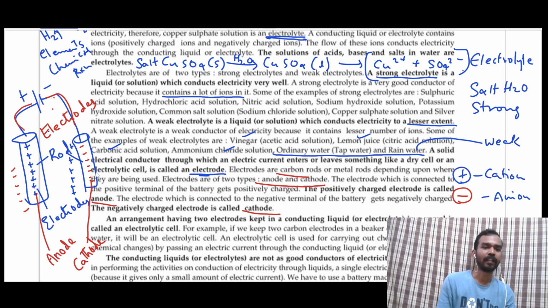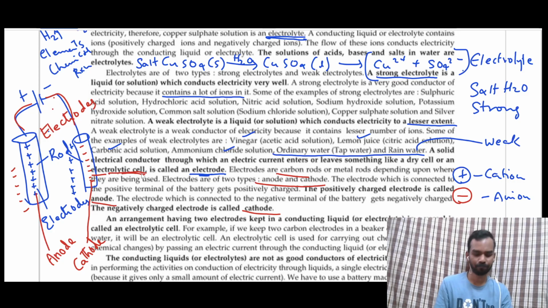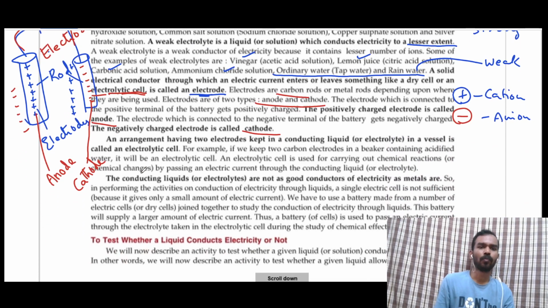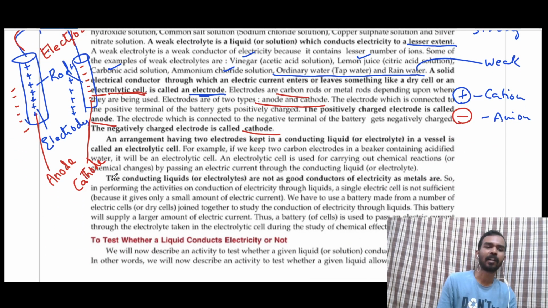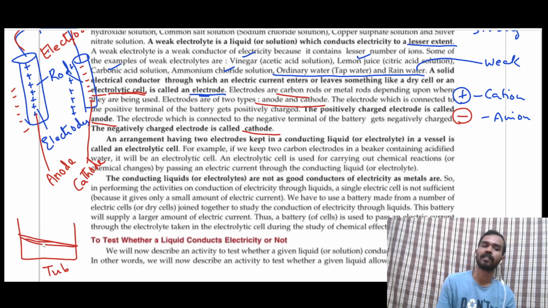Here you saw a term, electrolytic cell, which I didn't talk about. So you should have a tub-like structure. You can consider a tub. You fill some solution. What is that solution? The solution contains some ions. That is called an electrolyte.